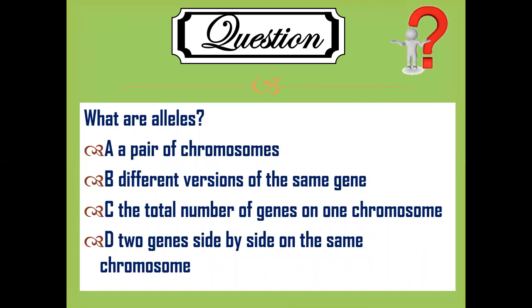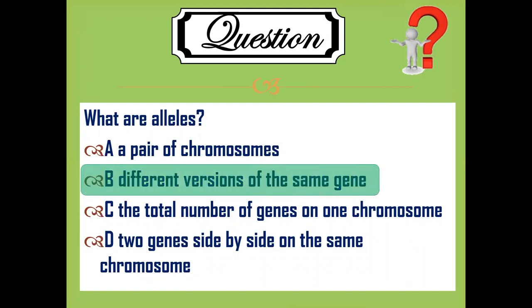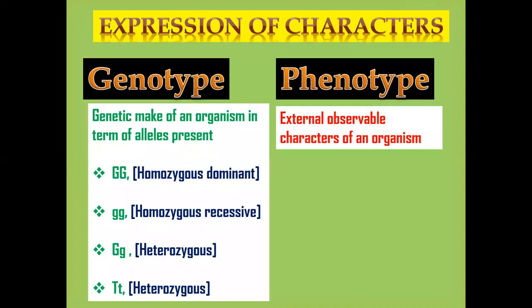So alternative alleles are different versions of the same gene. The gene is the same, but these are different versions of it. These are alleles. We're going to move to the next terminology, which is the expression of genes. Gene expressions we can represent by genotypic or phenotypic expressions.